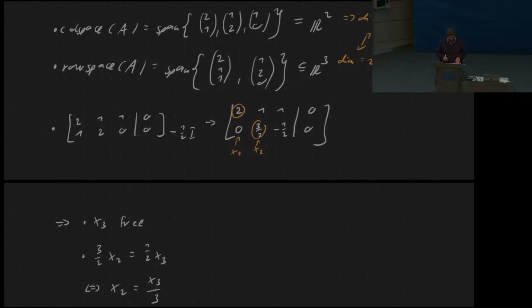And then, last thing, for the kernel. Kernel means we solve the homogeneous system of linear equations. So we do a Gaussian elimination step here. One step is sufficient. Two pivot elements and one free variable. So this x3 here, that's a free variable. And then we solve for the other two.